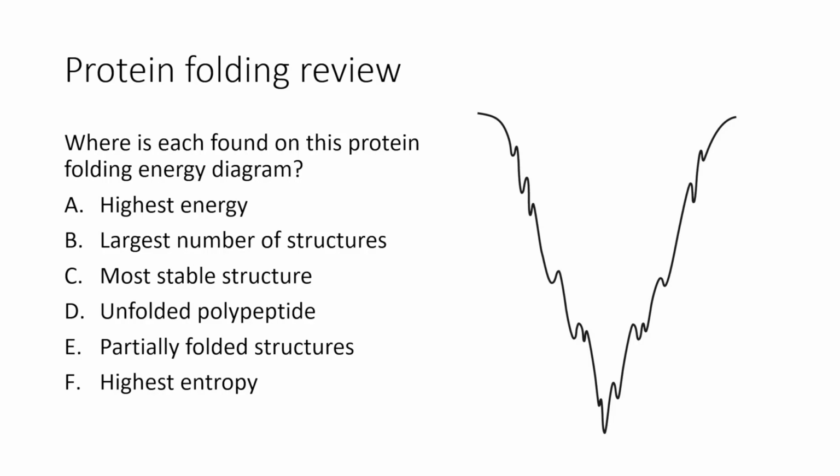Okay, so let's start talking about this protein folding energy diagram. Who can tell me where the highest energy level is located on this diagram? Yeah, exactly. So if you think about this as kind of a graph, as you go up, you have energy increasing. So the highest energy areas of this graph are kind of anywhere at the top. So between here and here, we have our highest energy. So I'll label that A.